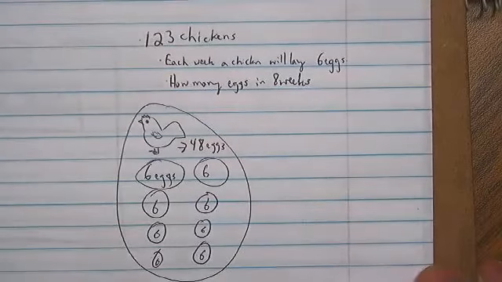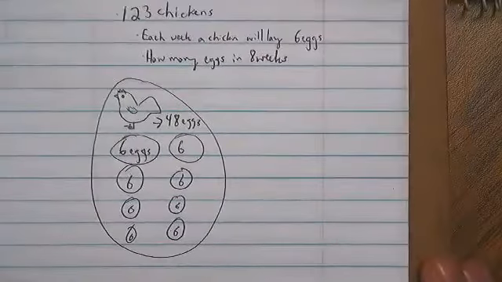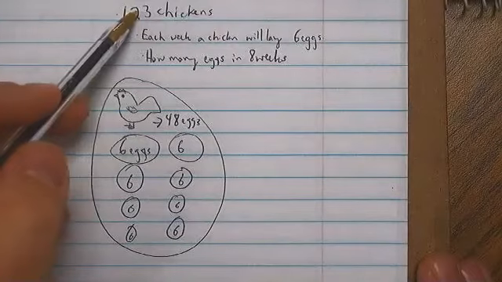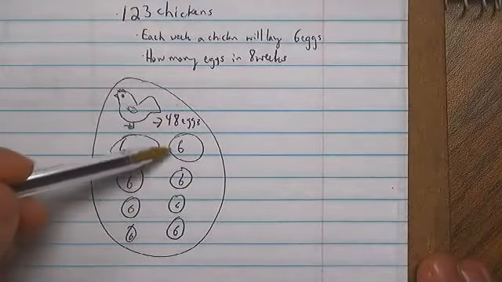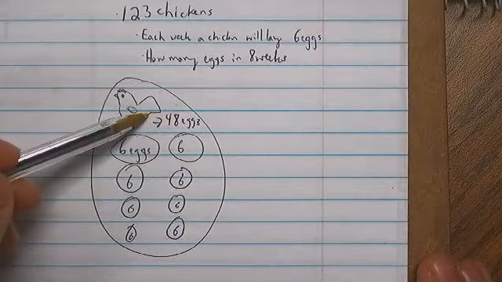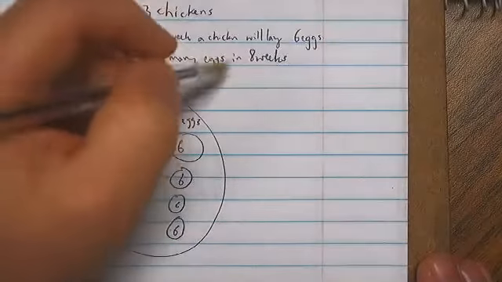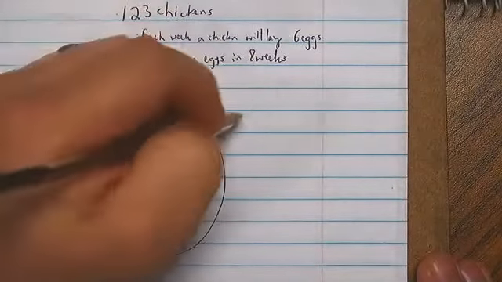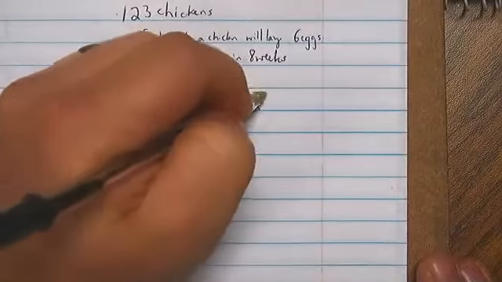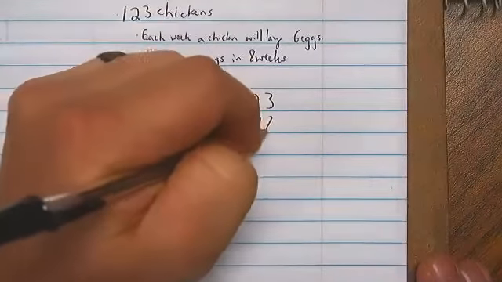Okay. Now let's think. If we have 123 chickens, in 8 weeks, how much will they all lay? Well, we know one chicken's going to lay 48. So what we're basically saying is that we have 123 groups of 48. So we would just multiply 123 times 48.